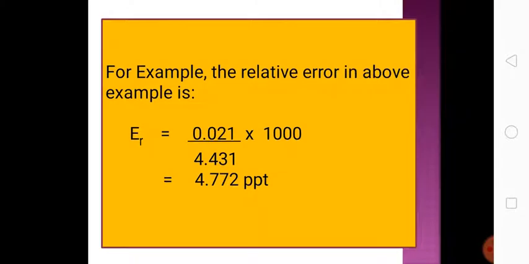For example, we can understand the relative error from the given example. The relative error in the above example is 0.021 divided by the value of xt, which is 4.431, multiplied by 1000, so we can find the relative error. In this case, the relative error is 4.772 parts per thousand.